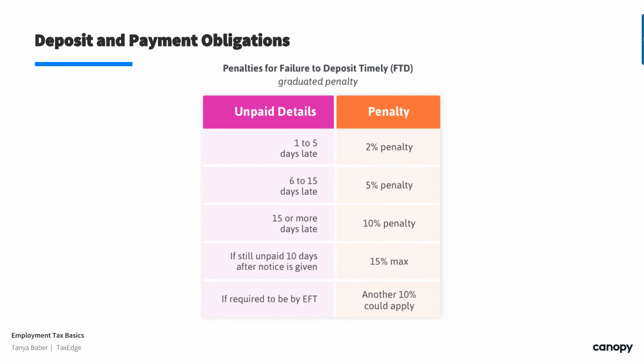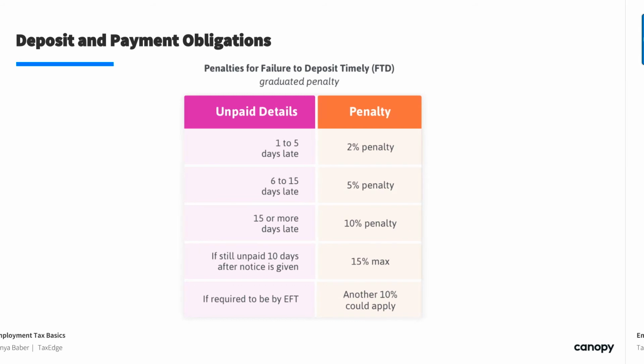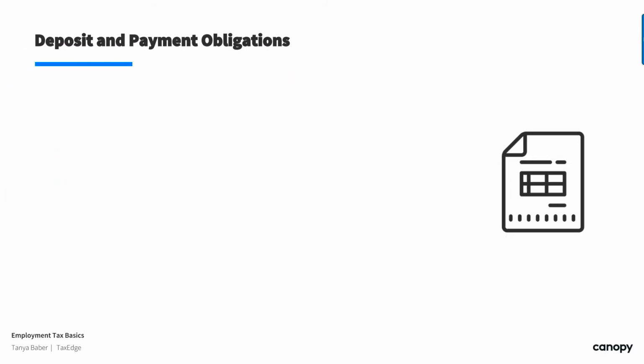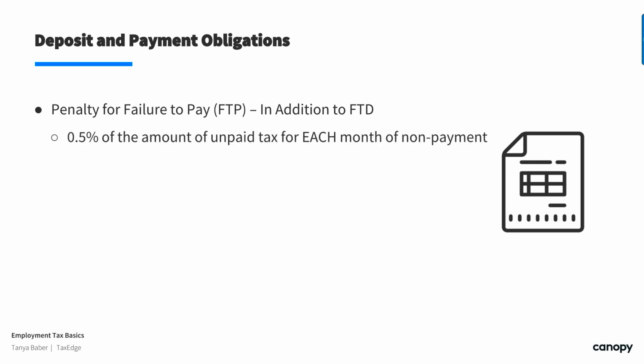Just to add a little more pain to that, they'll have additional types of penalties. So, penalty for failure to pay. This is in addition to the last one, the failure to deposit timely. Penalties for failure to pay means they did not pay when they were supposed to. It's 0.5% of the amount unpaid for each month of non-payment. And that's going to reach a maximum penalty of 5%, which doesn't sound too bad, but if you remember our previous screen, they could have a 10 and a 10 and a 15, and then another 5, then we're starting to add a considerable amount.